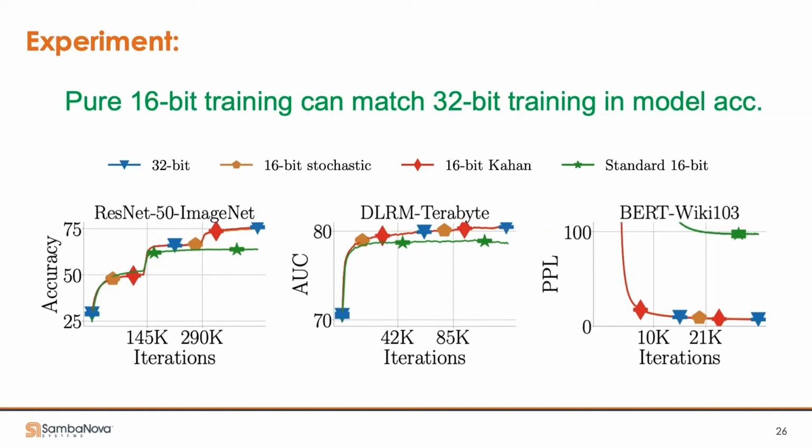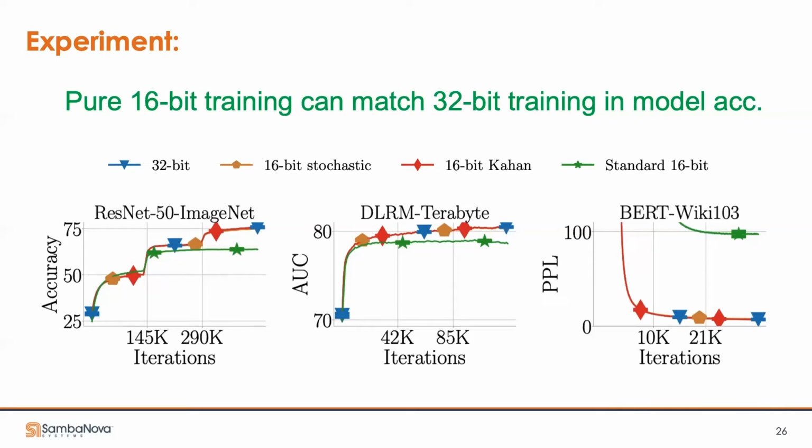So now let us look at some of the results that we have achieved using these two techniques and compare them with the previous results. Here we plot the graph for 3 different applications across the computer vision domain, the recommendation domain, and the NLP domain. In all 3 cases, we are plotting the accuracy, or some notion of accuracy, depending on the application that we have. For all of these 3 graphs, we are plotting the accuracy across time.